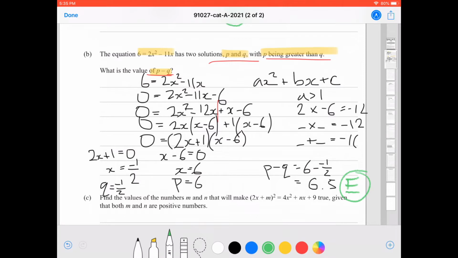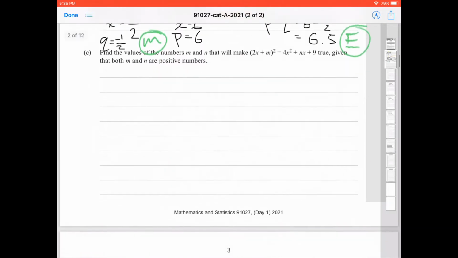An early excellence in this paper, but a pretty manageable one. Merit: correct values for x or p and q, the same thing obviously. If you found those correct values, you get your merit, and for achieved, factorizing the quadratic expression, so this is our factorized form in here, gets you the achieved. Okay, moving on to question 1c now.